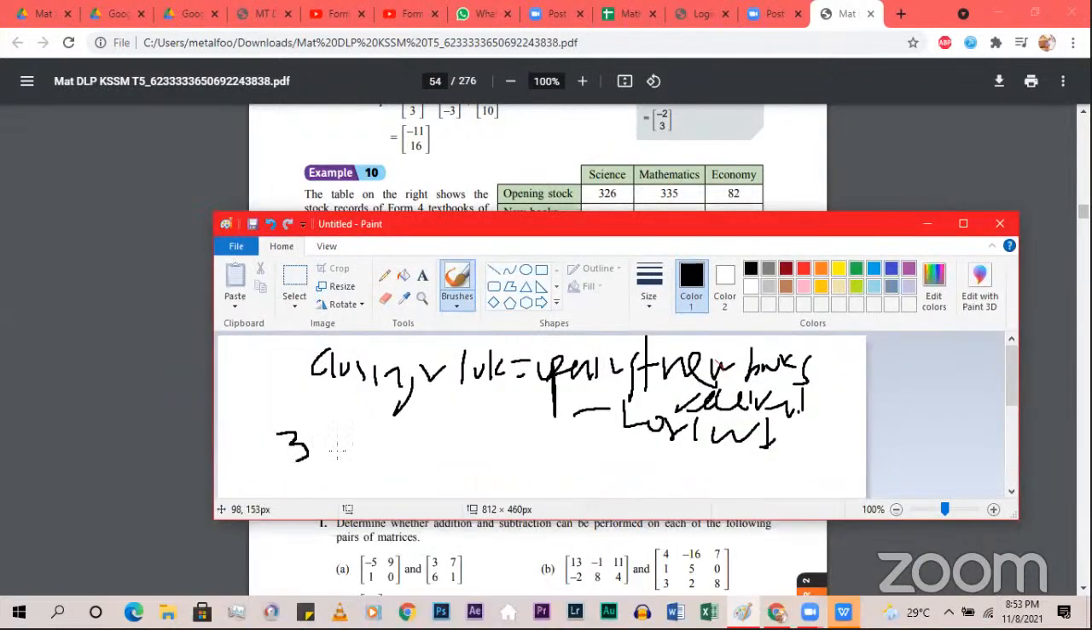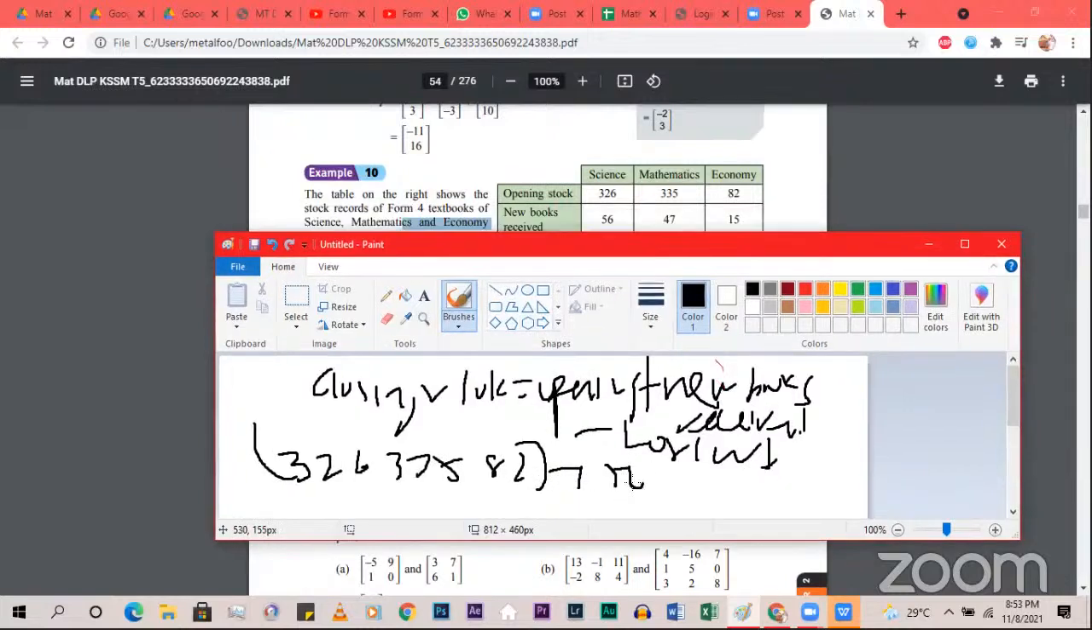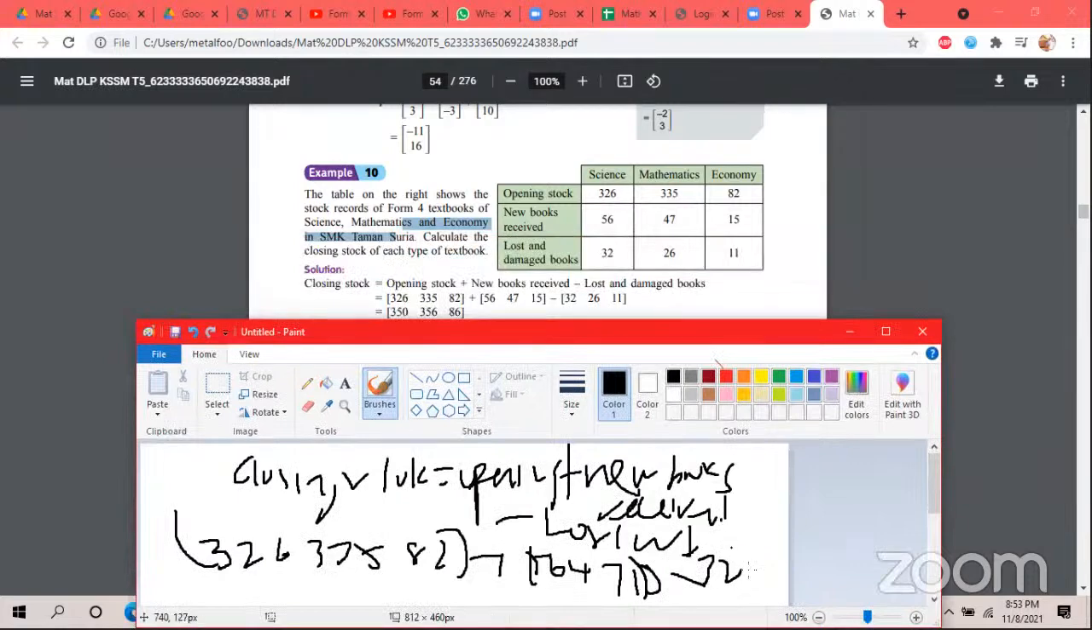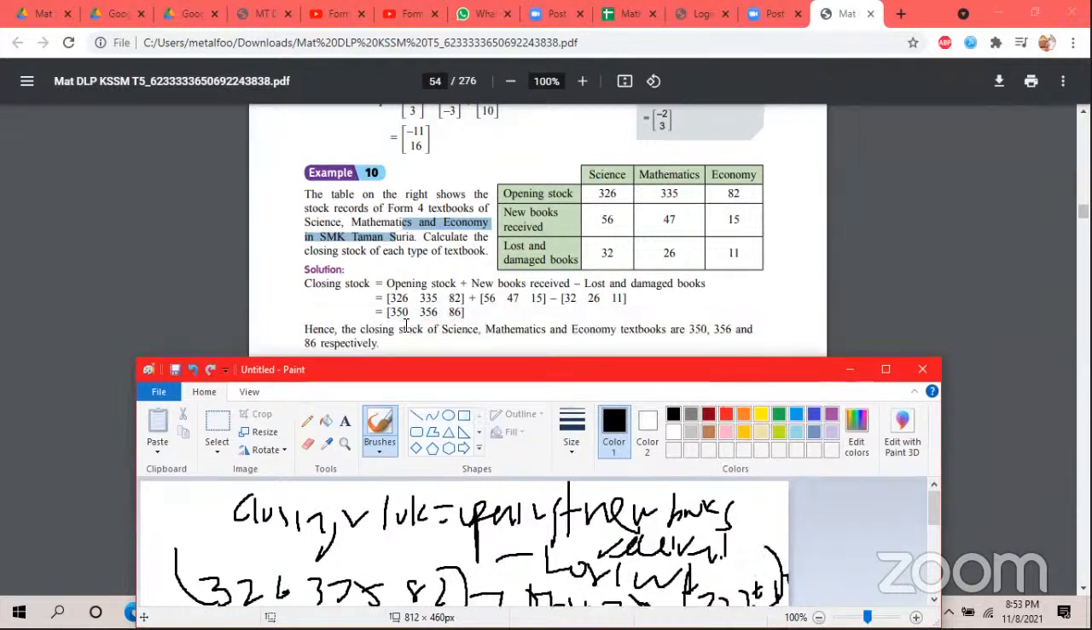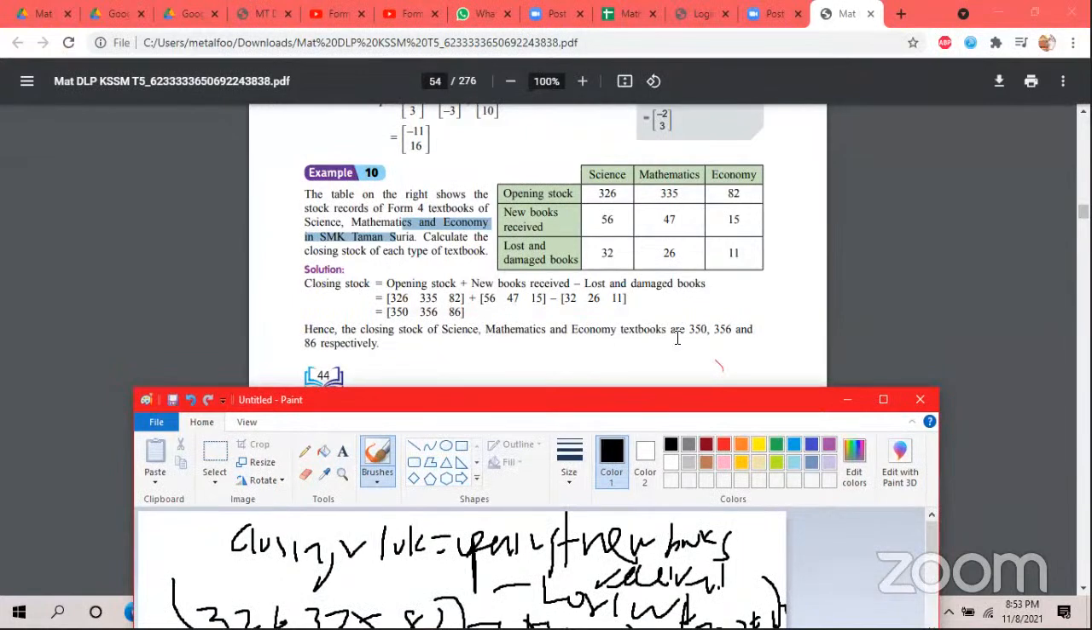So it will be 326, 335, 82 plus 56, 47, 15 minus 32, 26, 11. What do you get? You get 326 plus 56 minus 32, you get 350. 335 plus 47 minus 26, you get 356. 82 plus 15 minus 11, you get 86. All right. And the closing stock of science, mathematics, and economic textbooks are 350, 356, and 86 respectively.